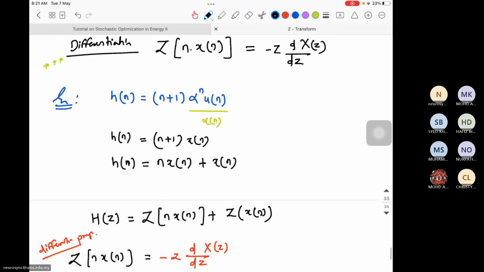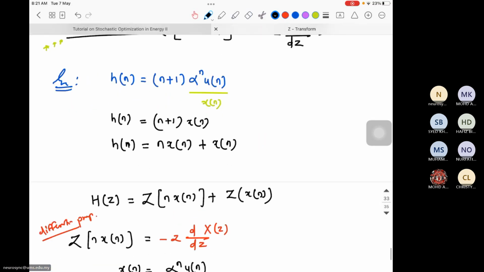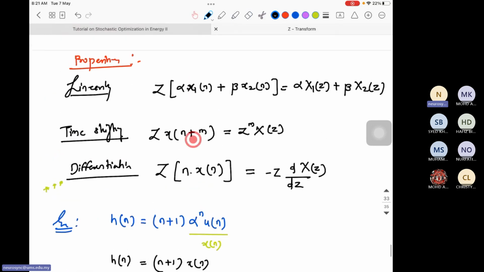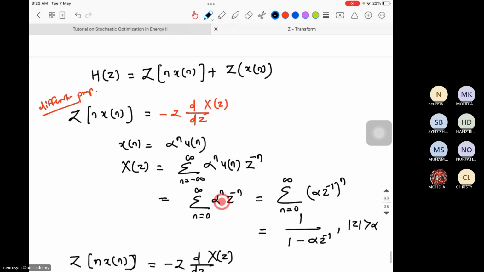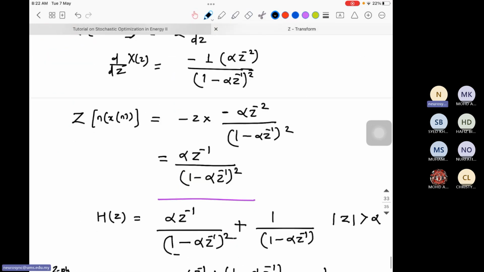By looking at the problem, you should understand which properties will be needed. Sometimes you also need the property of time shifting. So have you understood this example? Is this example clear with you?